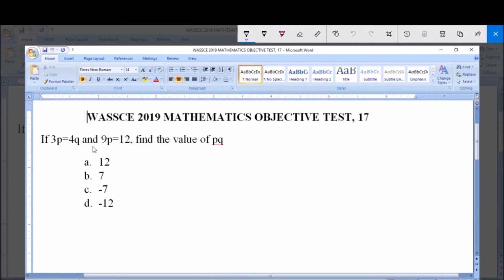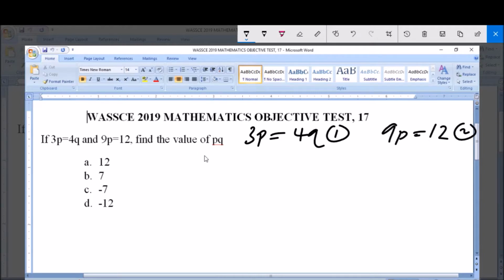If 3p equals 4q and 9p equals 12, find the value of pq. So you said 3p equals 4q. This is equation 1. And we have that our 9p equals 12. That's our equation 2. Now, if 9p is equal to 12, it means our p is equal to what? 12 divided by 9, and that should be 4 over 3, and this is the value of our p.